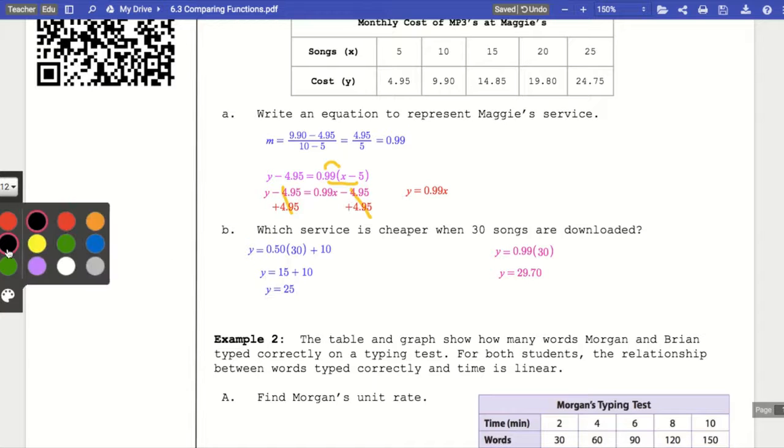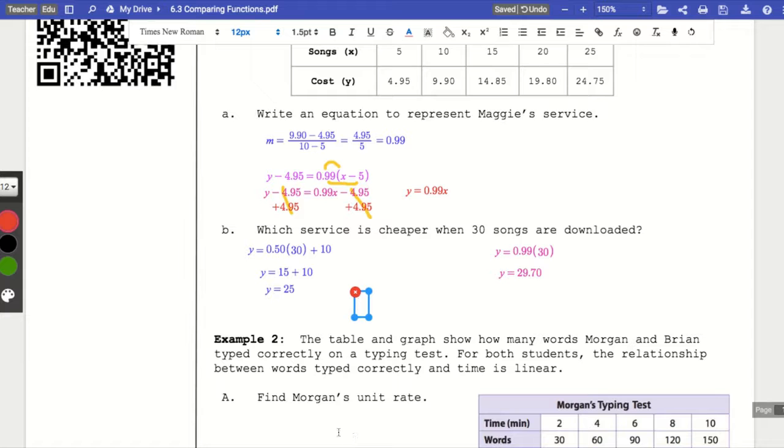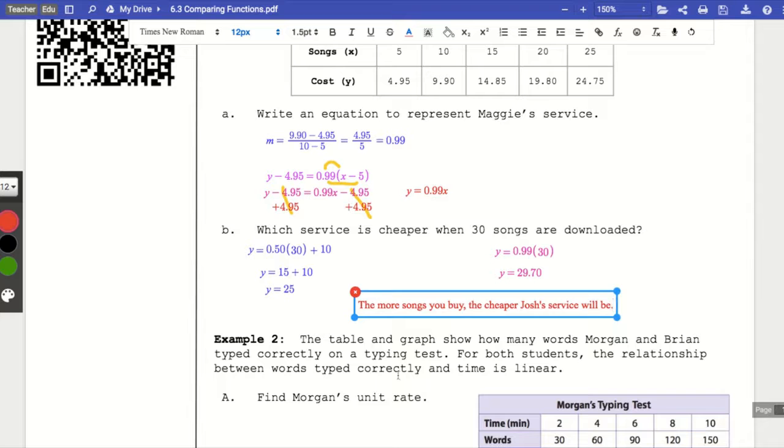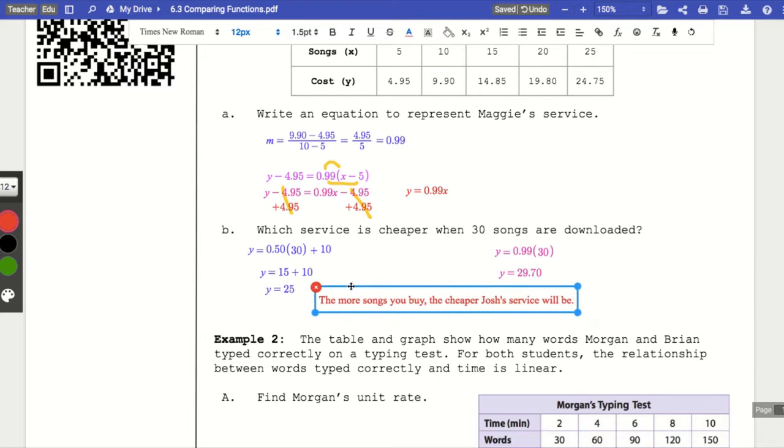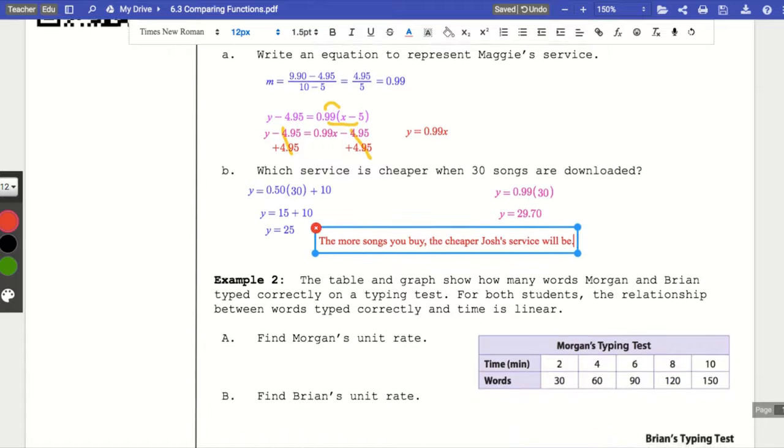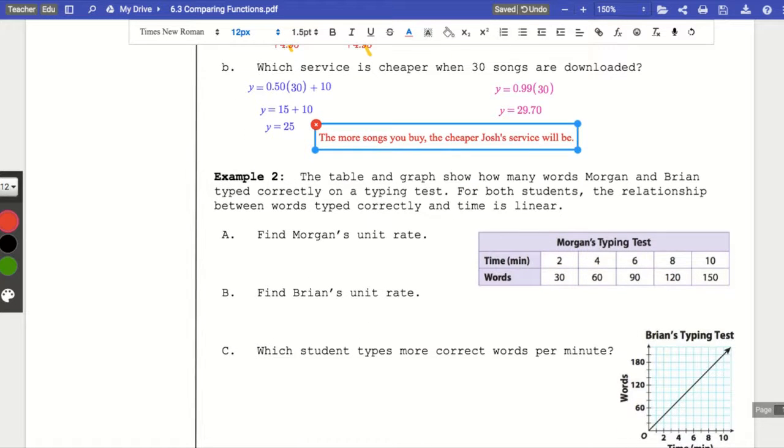Remember, the blue equation is Josh's service, and the pink equation is Maggie's. So as time goes on, or the more songs you buy, the cheaper Josh's service will be. As time goes on, Josh gets cheaper, but Maggie's definitely is getting more expensive. All right, so that's just kind of one way we compare.